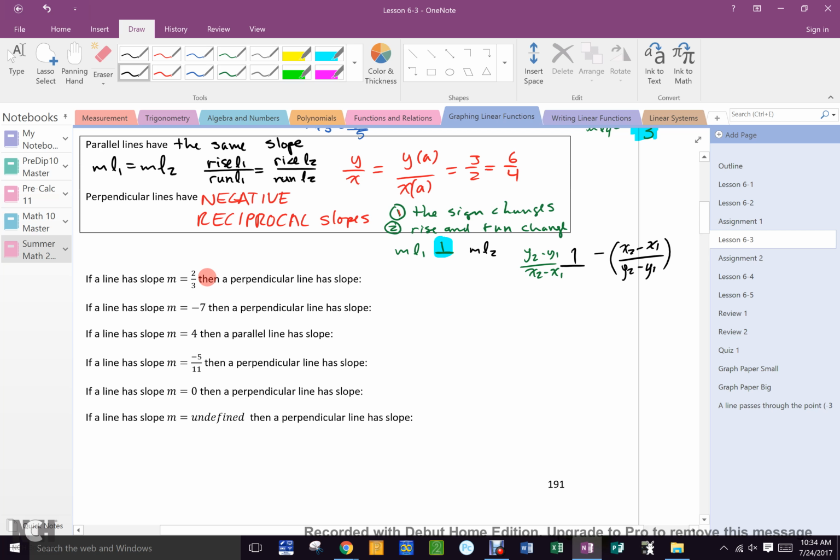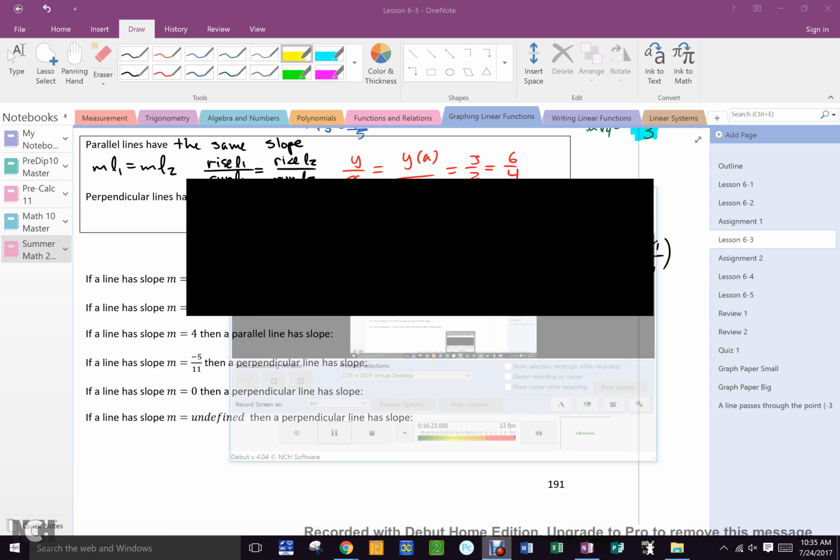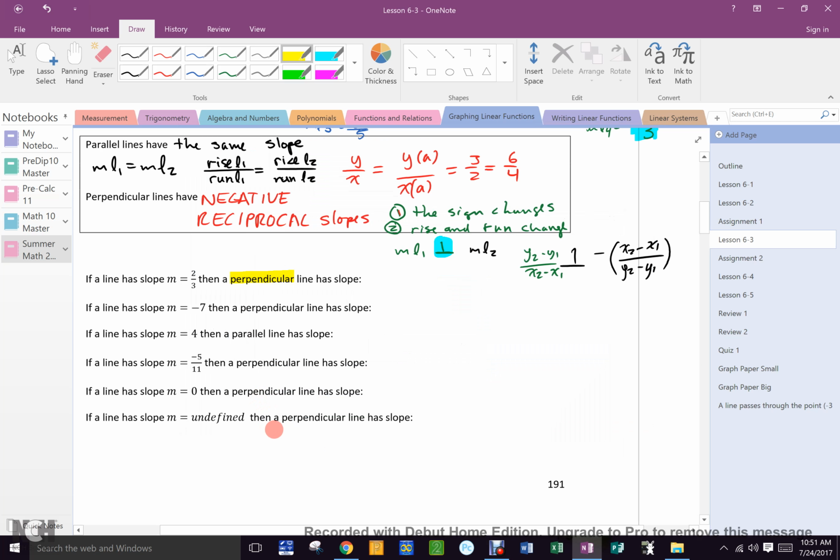The slope is 2/3. So what will happen if I go perpendicular? We'll come back to it. All right. So if this is my slope, positive 2/3, then a perpendicular slope is what? Negative 3/2. Excellent. All right. If my slope is -7, then perpendicular is positive 1/7. Change the sign, flip the fraction.